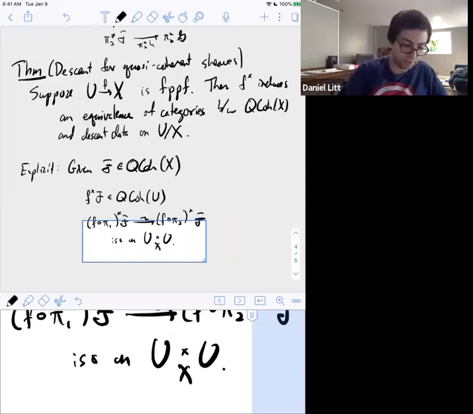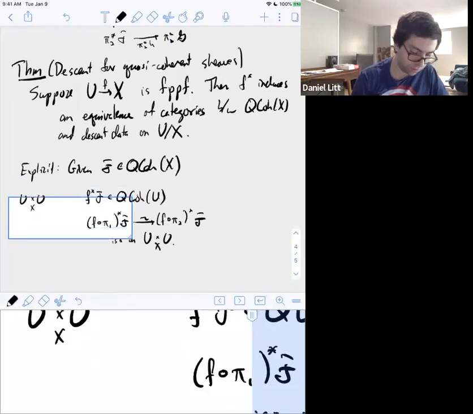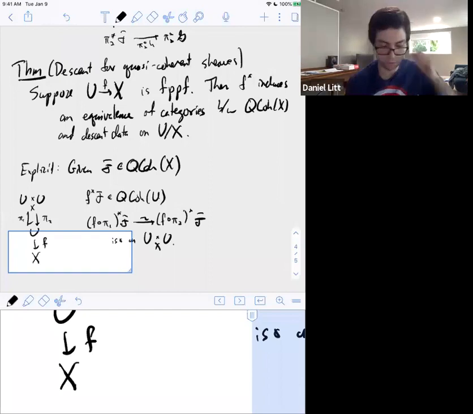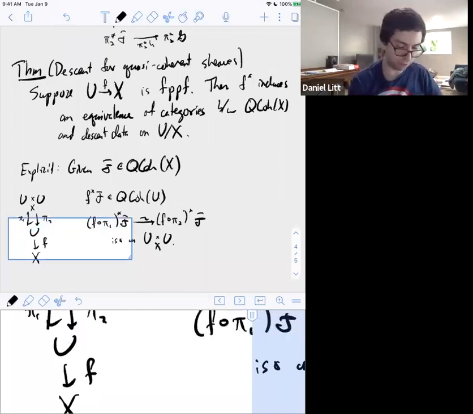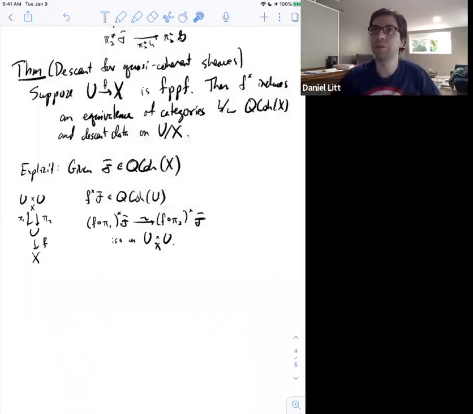Let me draw the diagram, that might help. So we have U cross U. That projects in two ways. You have pi1 and pi2 to U, and then that maps to X via the map F. And so we're pulling back along both of these compositions here, and we want an isomorphism between the two pullbacks.